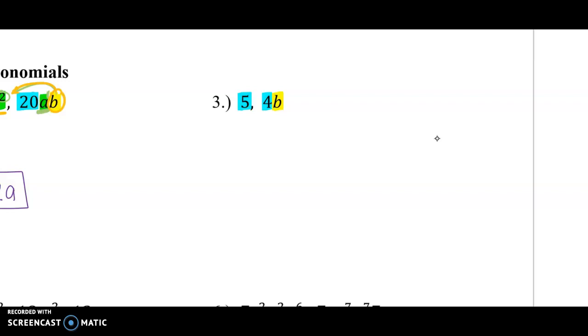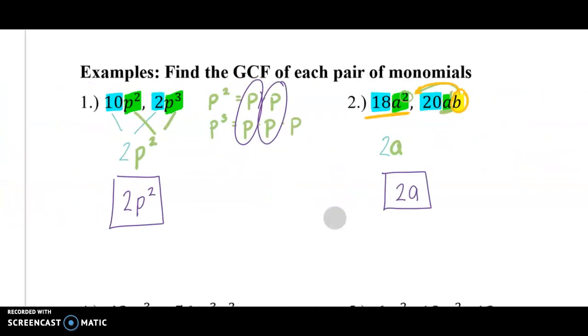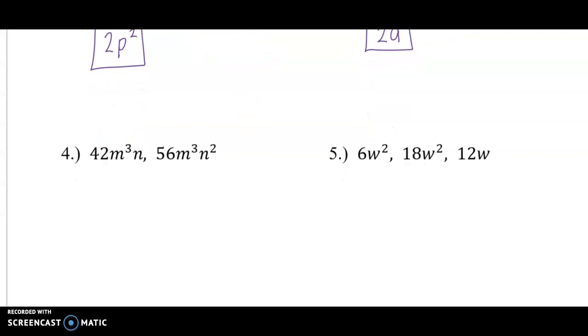And since b is not located in both of these terms, there actually would not be a GCF. So you could write something like no GCF. I would be totally fine with that. But here, that is already as simplified as it can be. There is no greatest common factor that goes into both of those. Okay? So let's go over here to number 4.